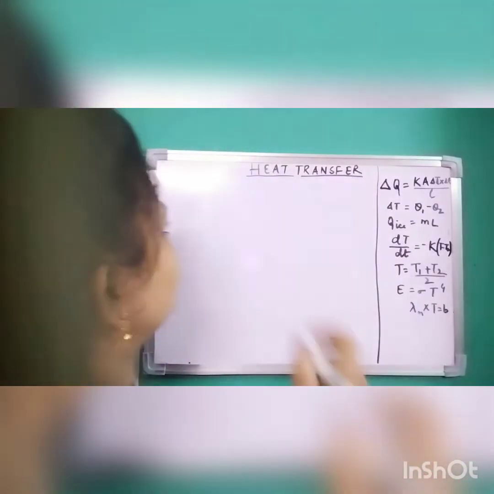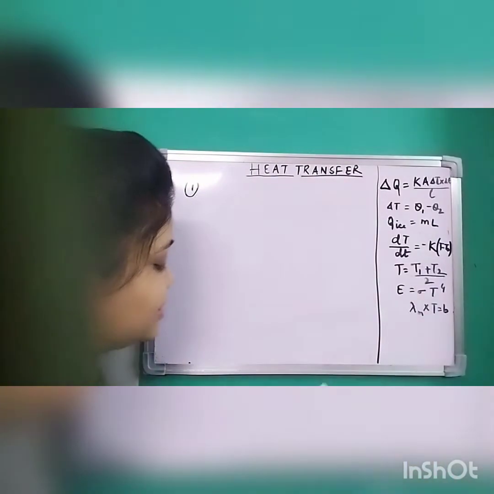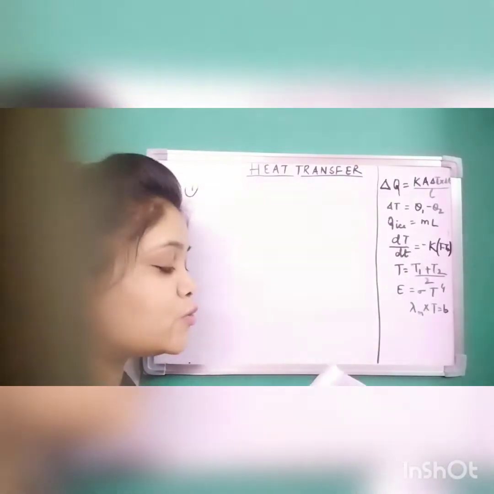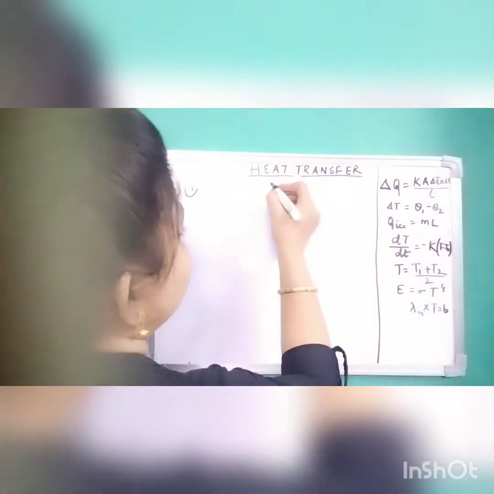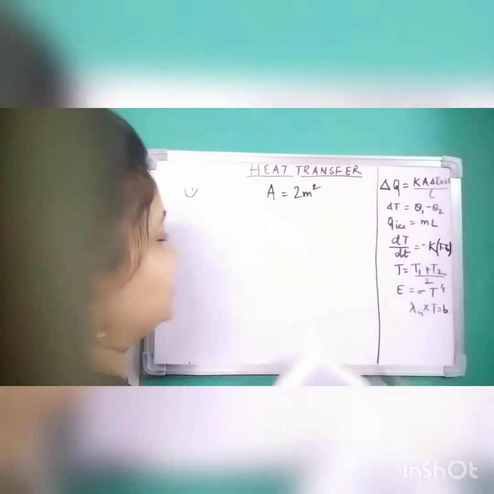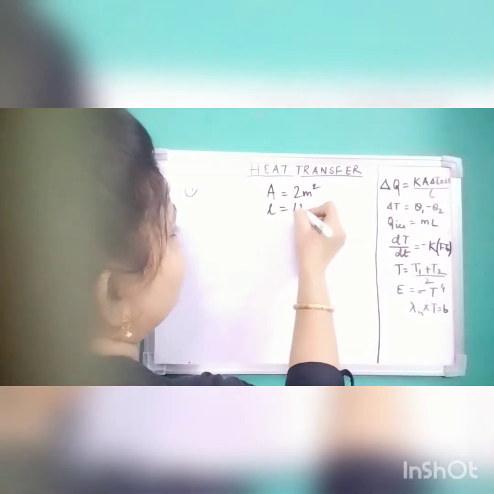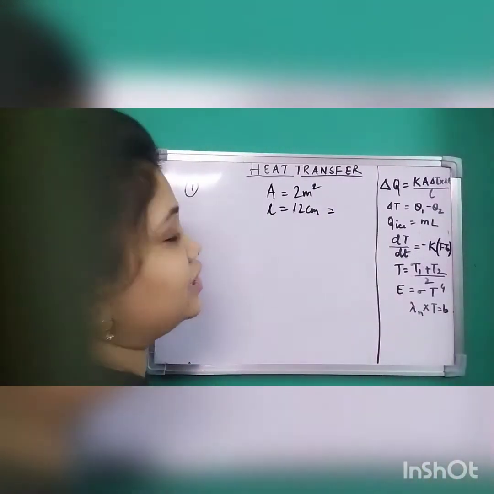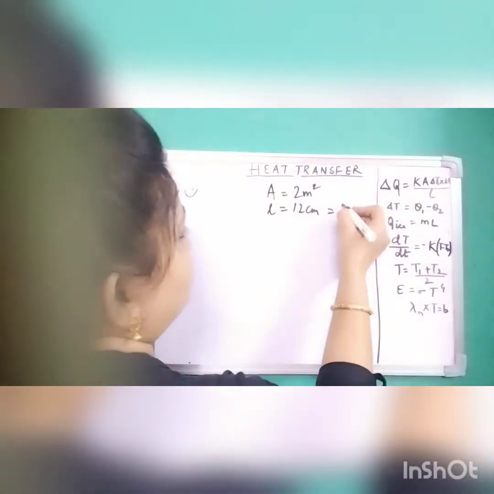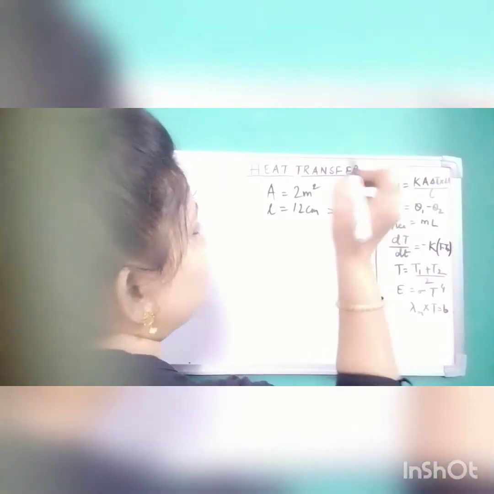So let us go through the first sum, number 1. What is number 1 telling us? The cross-sectional area of a brick wall is 2 meters square. So as you can see, A is given as 2 meters square. Next, its thickness is 12 centimeter. So L is given as 12 centimeter. As it is given in centimeter, students will be converting it into meter, so it becomes 0.12 meter.